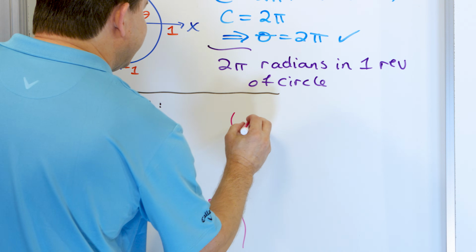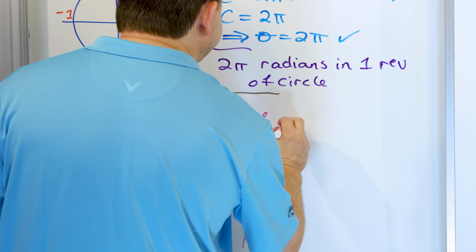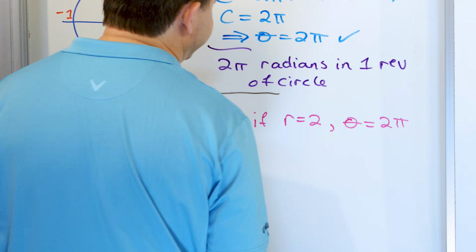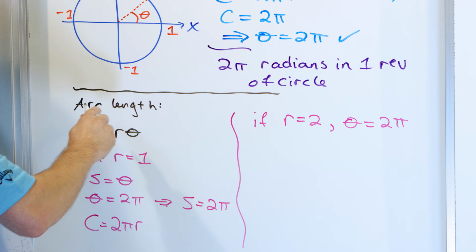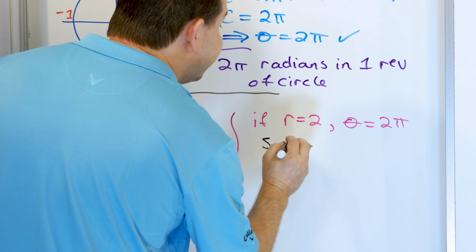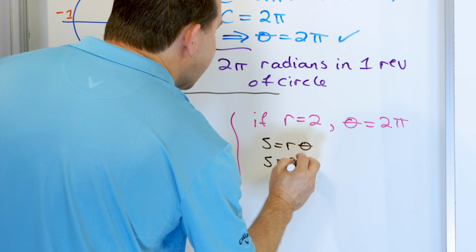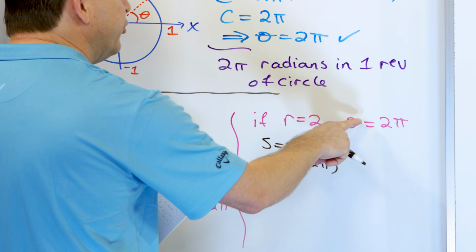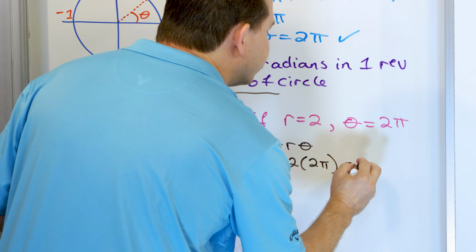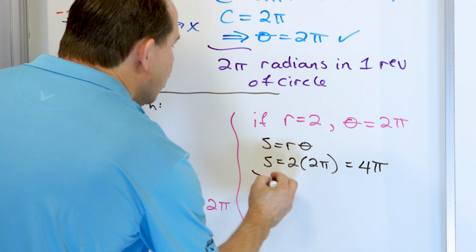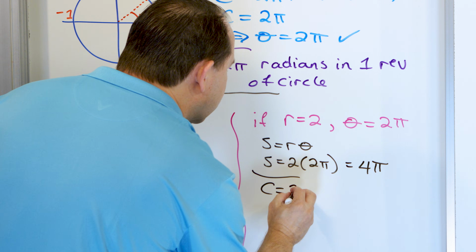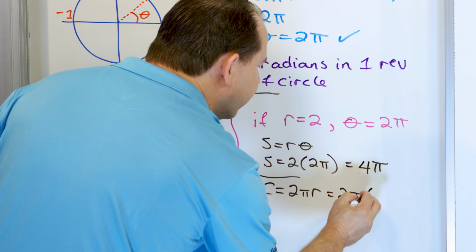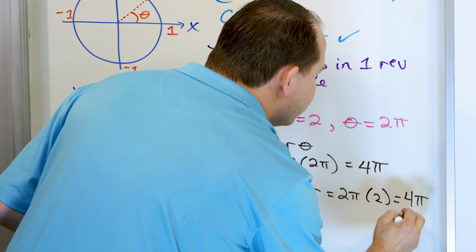Let's check one more. Let's check if the radius is equal to 2, and let's go all the way around the circle, 2 pi radians. Then this equation, s is equal to r theta, with an r of 2 and a theta of 2 pi, tells me the distance all the way around a circle with a radius of 2 is equal to 4 pi distance units. Is that correct? Well, we check it. The circumference of any circle is 2 pi r, but r is 2 in this case, so you get 4 pi. You get exactly the same thing.